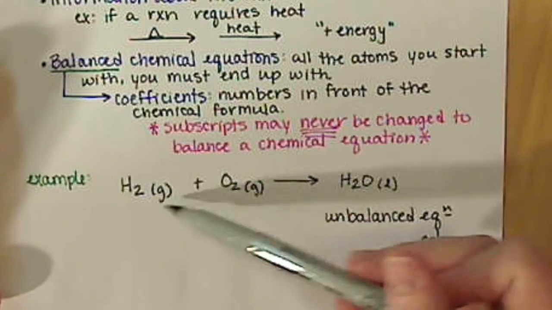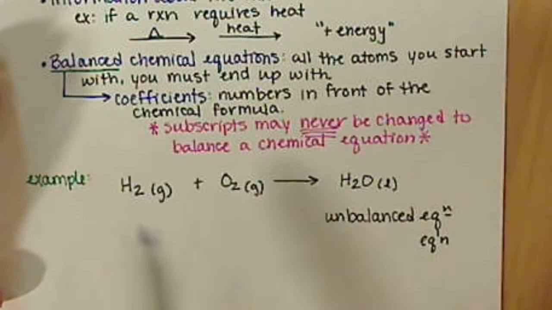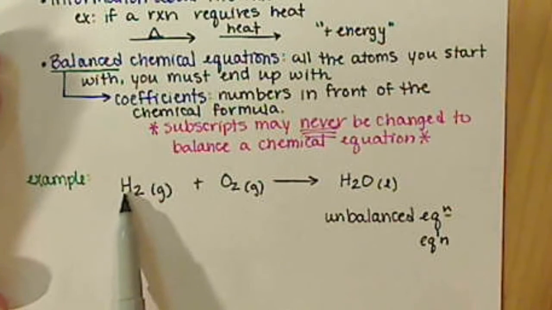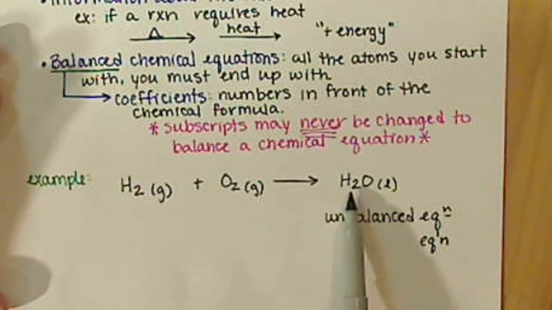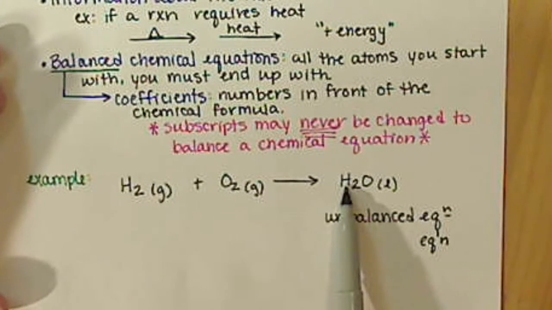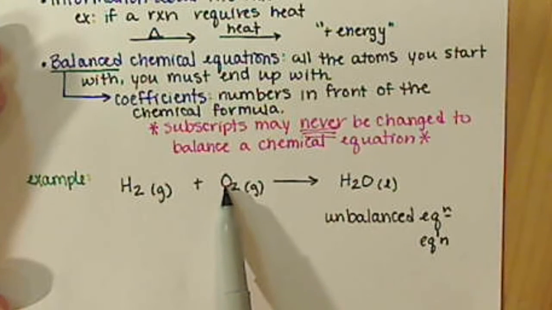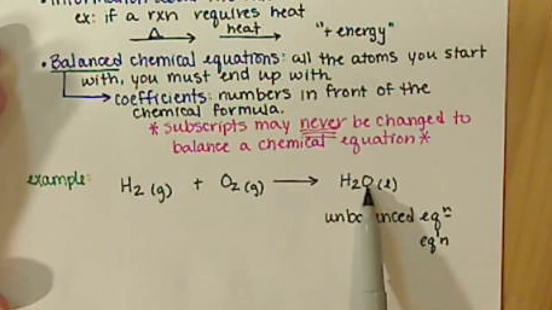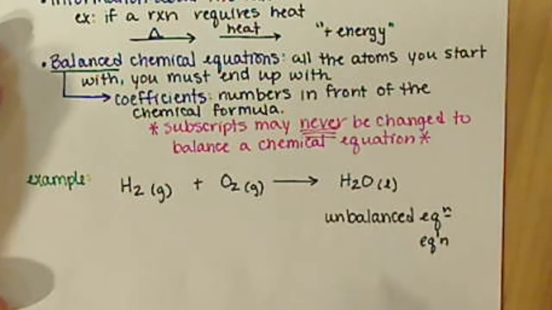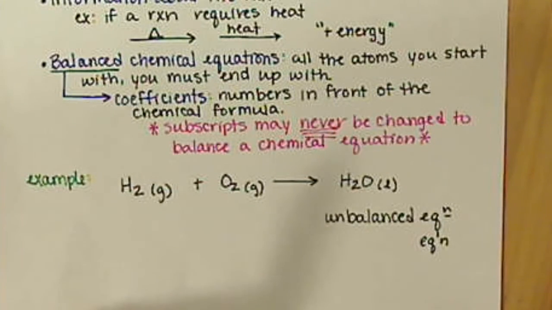So right now this is unbalanced, okay, and the reason for that is although we start with 2 hydrogen atoms and we end up with 2 hydrogen atoms, we start with 2 oxygen atoms and only end up with 1. So we have to somehow get another oxygen over here to balance out those oxygen atoms that we started with.